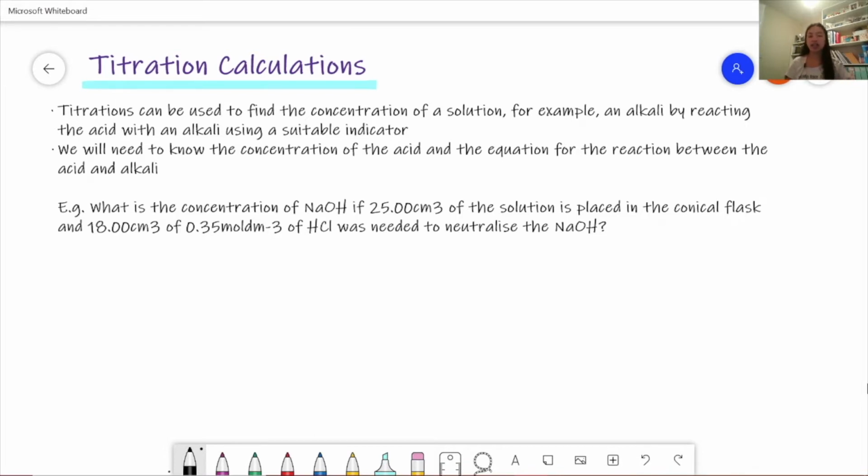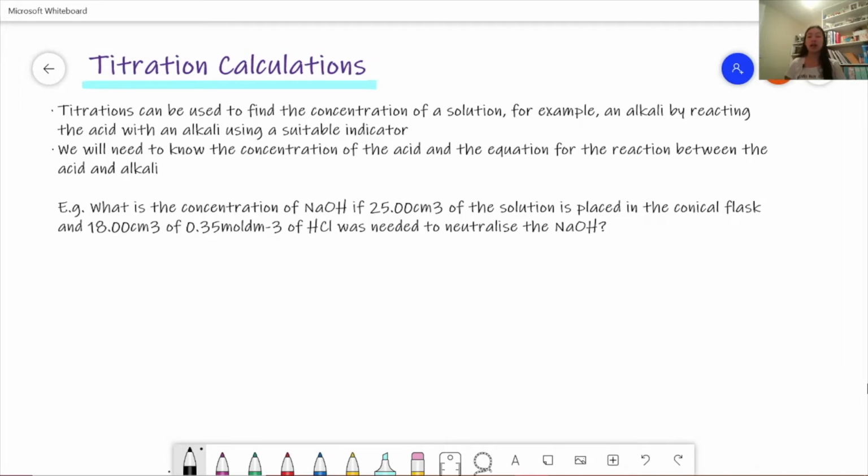Titrations can be used to find the concentration of a solution, for example an alkali, by reacting the acid with an alkali using a suitable indicator. The two things that we need to know are the concentration of the acid being used and the equation for the reaction between the acid and the alkali. A bit later on, we're going to be looking at the required practical, which is a titration. That's when I'll go through what a titration actually is.